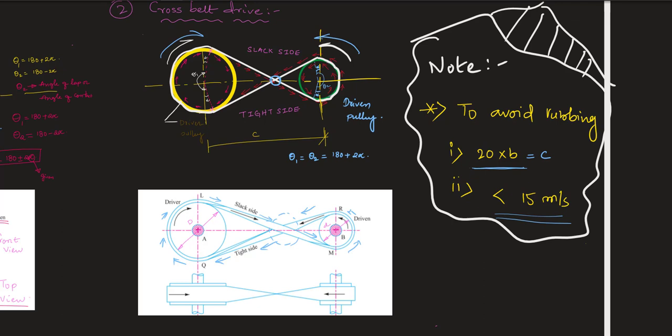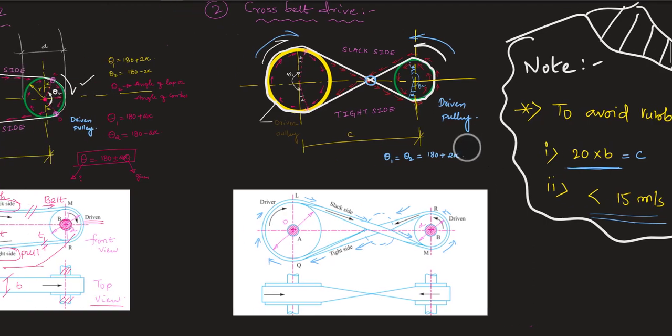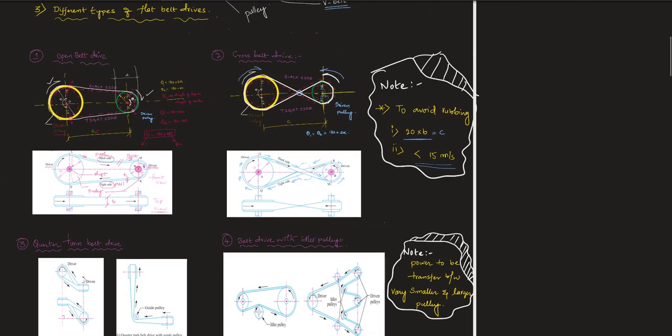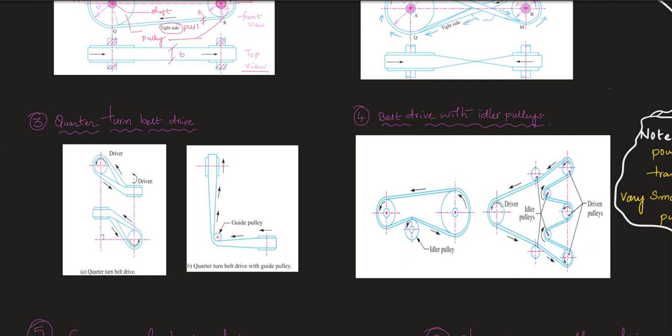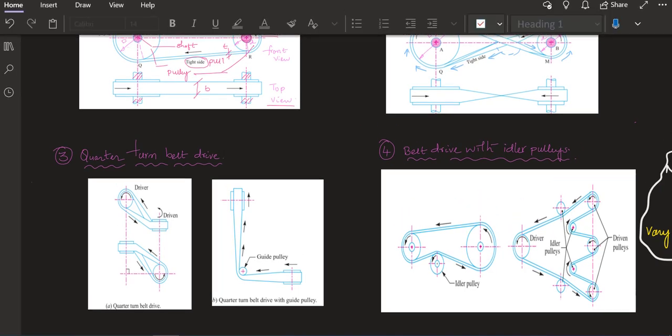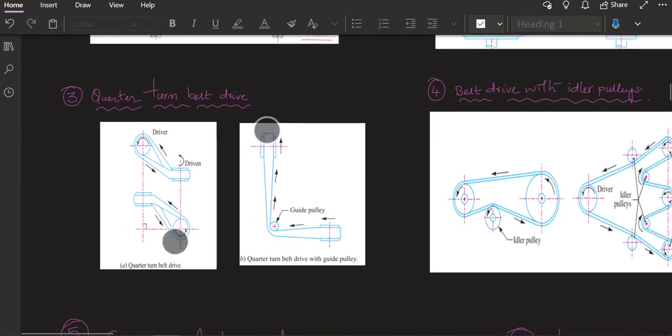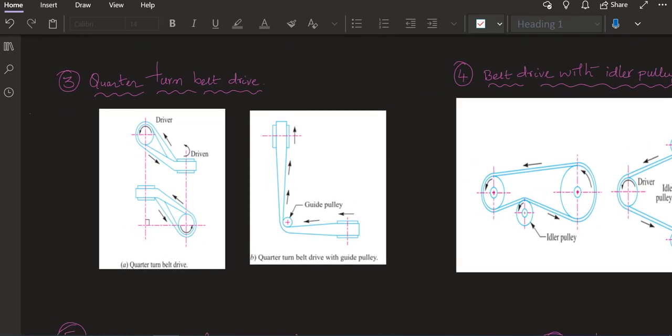in a cross belt drive, a limited speed can be maintained in order to reduce rubbing. Now we'll be going for another type of flat belt drive, that is called a quarter turn belt. Here you can see that. This is another type of belt that is called a quarter turn belt, and it is also one of the types of flat belt drive.